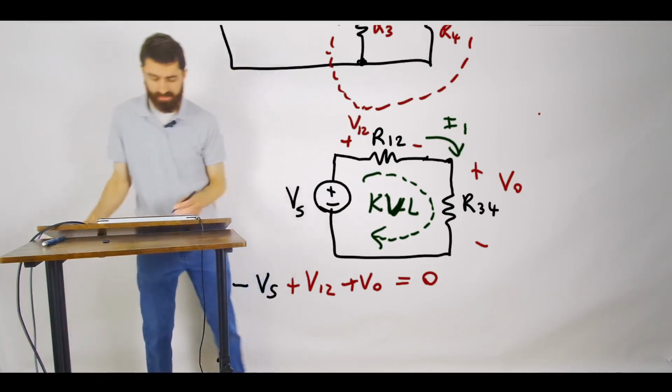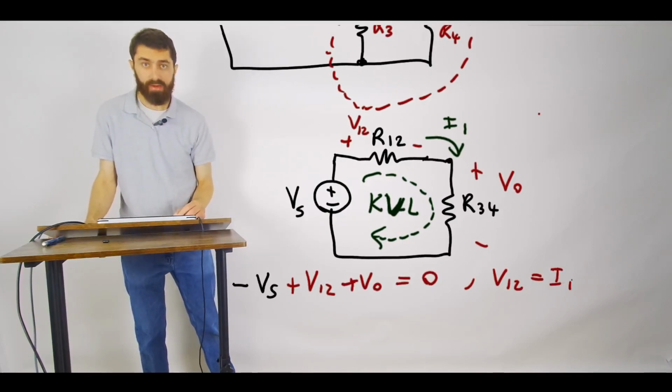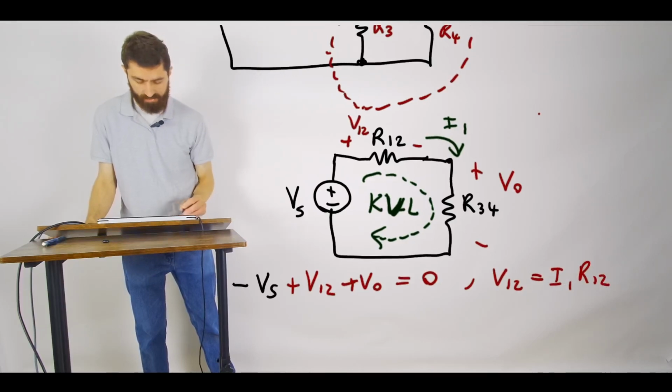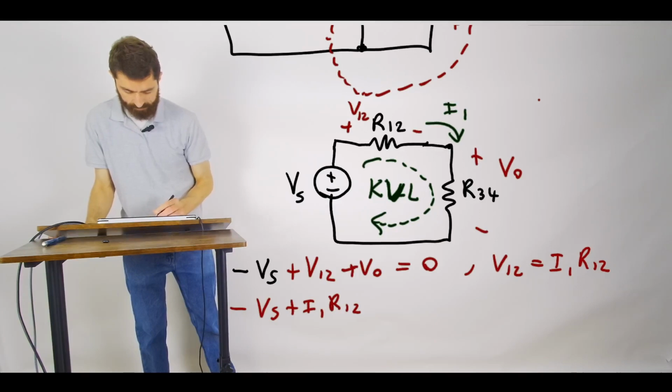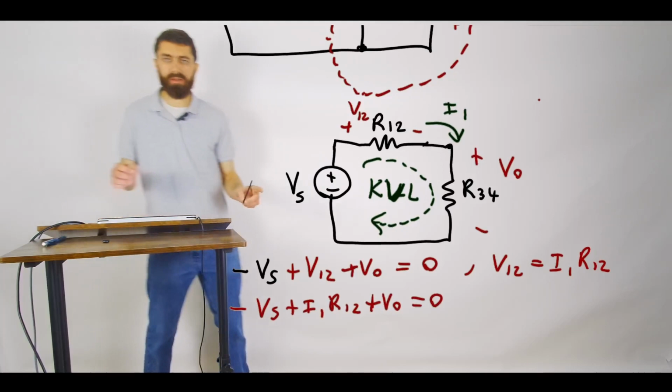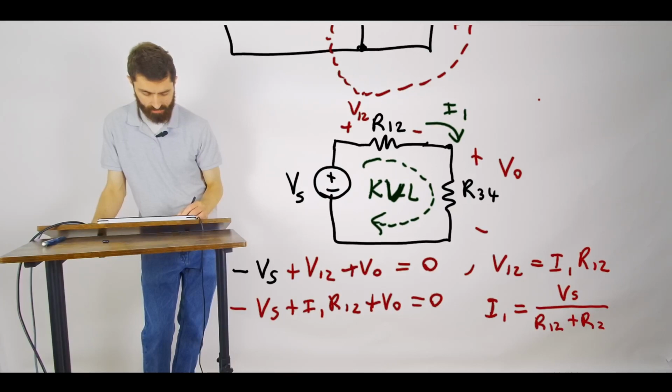And then we know that V1,2, based on Ohm's law, is equal to I1 times R1,2. So we plug that in, minus Vs plus I1 R1,2 plus V0 is equal to 0. But then we can apply Ohm's law again. So I1 is going to be equal to Vs divided by R1,2 plus R3,4.